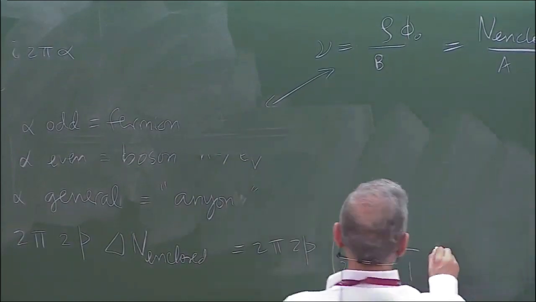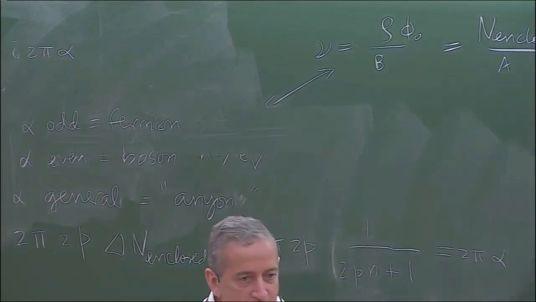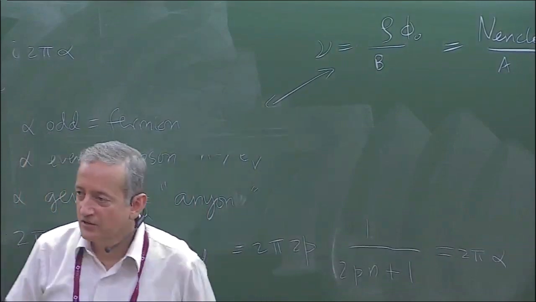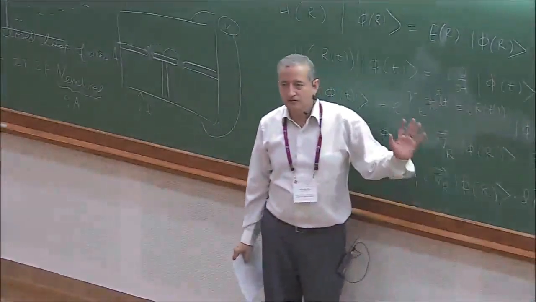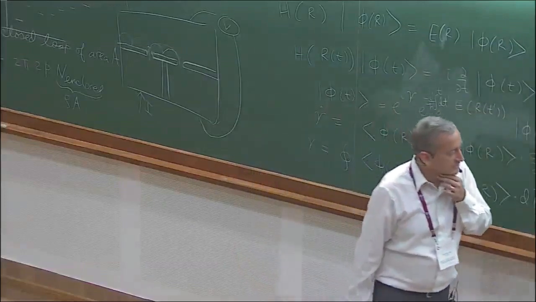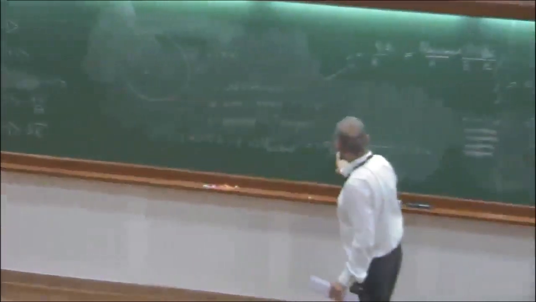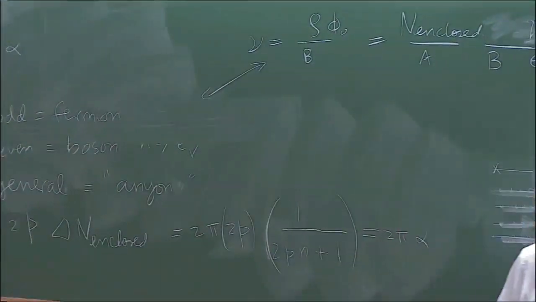So a 1-line calculation gives us the value of fractional statistics for all fractional Hall states. Essentially what happens is, it's actually a product of the vorticity times the charge.